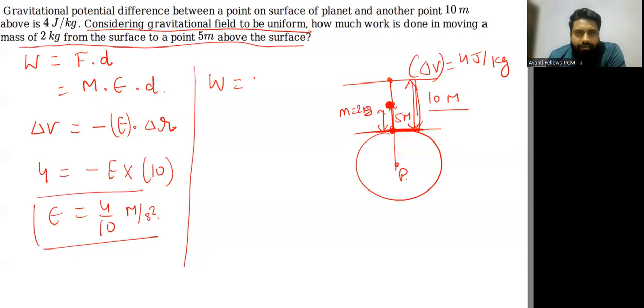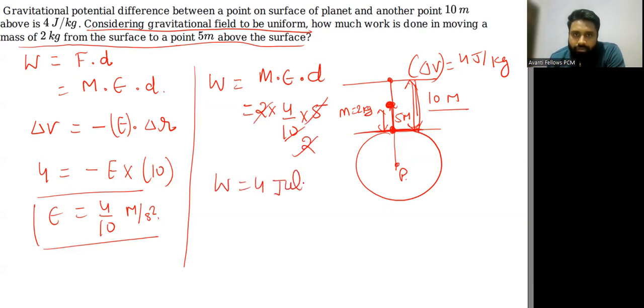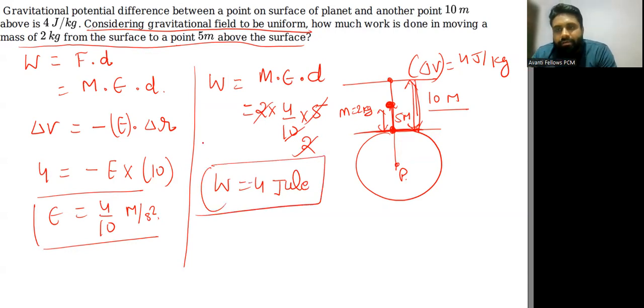Now, we have to find out the work done. Work done is nothing but mass into gravitational intensity, or you can say gravitational acceleration, into displacement. Displacement, we have to move this particle from 0 to 5. Mass is 2. This is 4 by 10 into 5. The 10 and 2 will cancel out. So work done will be 4 joule. Although it would appear negative, which means we are working in a conservative field, that is why I have neglected the minus sign.